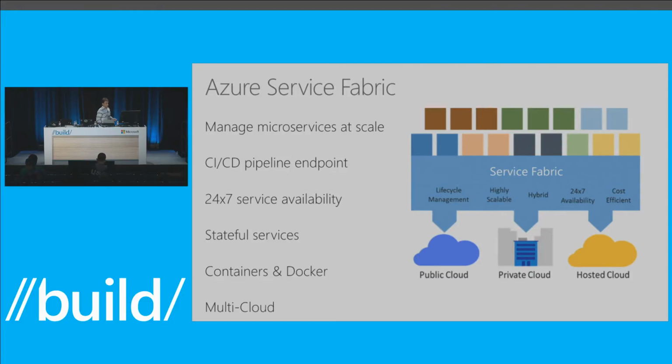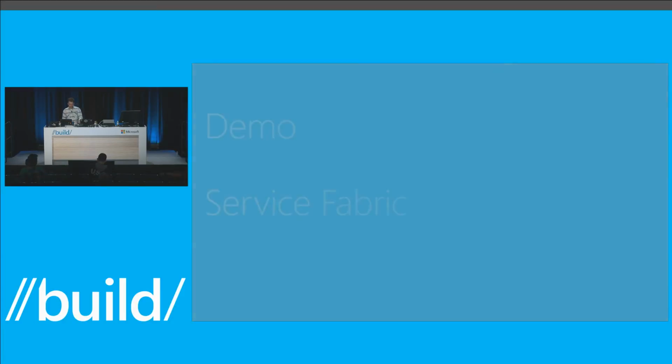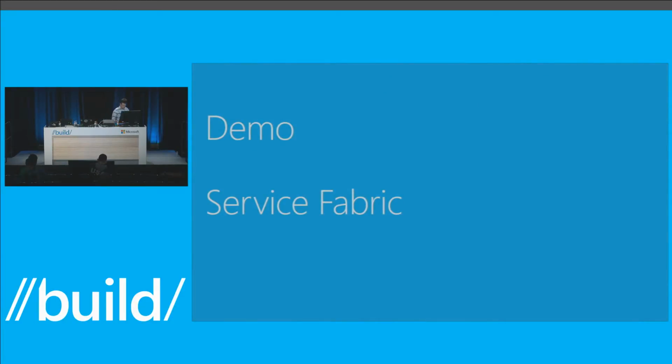And then multi-cloud. This is something we also announced today. You can deploy this on-prem. You can deploy this in Amazon. You can deploy this in GCP if you want to. And that is a really cool aspect of Azure Service Fabric. So I've talked a ton, probably way too much. Let me actually do a quick demo of the Service Fabric story.